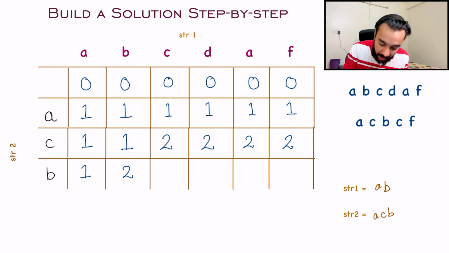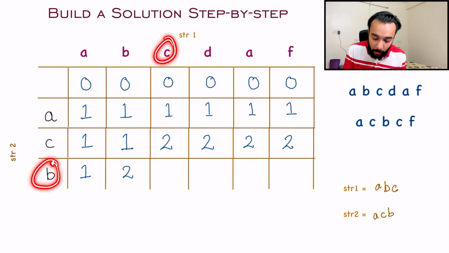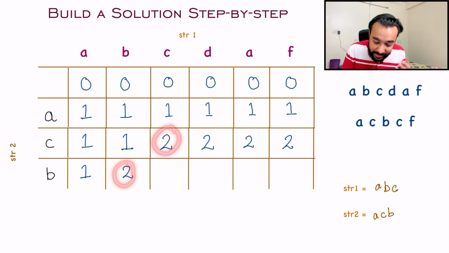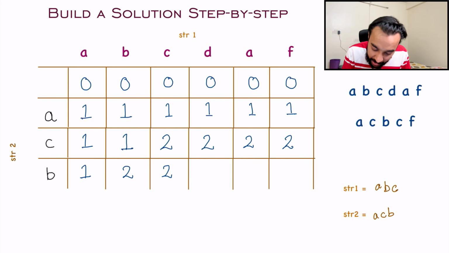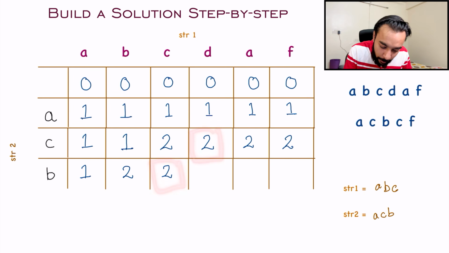Now keep moving on. This time I add a C over here, right? So my first string becomes ABC and the second string becomes ACB. Since these two characters are different, what will I do? I will try to pick up the maximum value out of these two values. Since they both are same, I will just write down 2 over here. Similarly, now I arrive over here. D and B are not the same, so I will look at the maximum value out of these two. It is 2 once again, so I will just write it down.